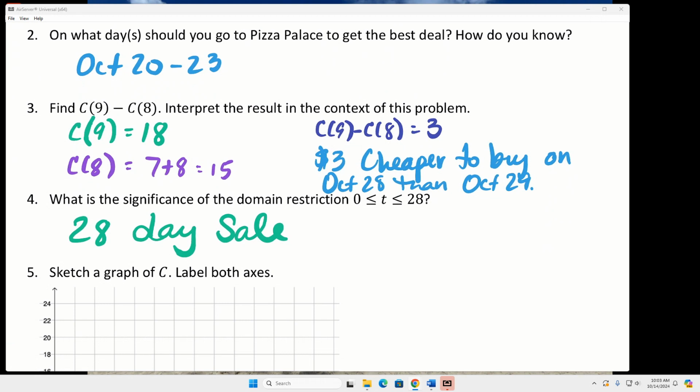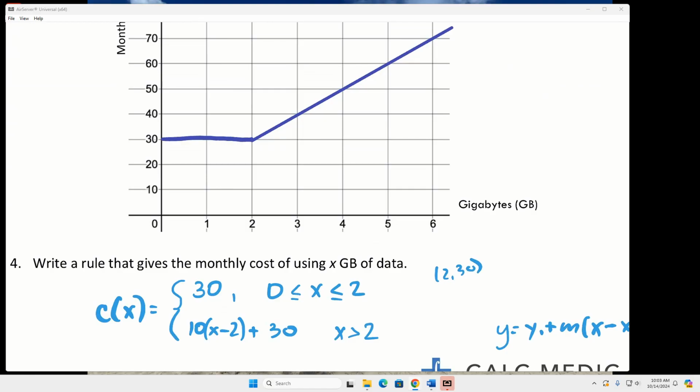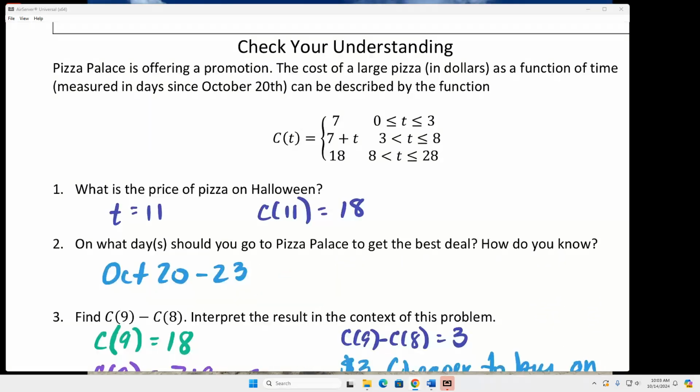All right, so then we're going to do a little sketch of this graph. So the first piece is 7, and the function equals 7 when t is between 0 and 3. So 7 between 0 and 3. Now on these piecewise functions the pieces don't connect. So the one we did with the cell phone, the pieces connect, and so this didn't really come up.